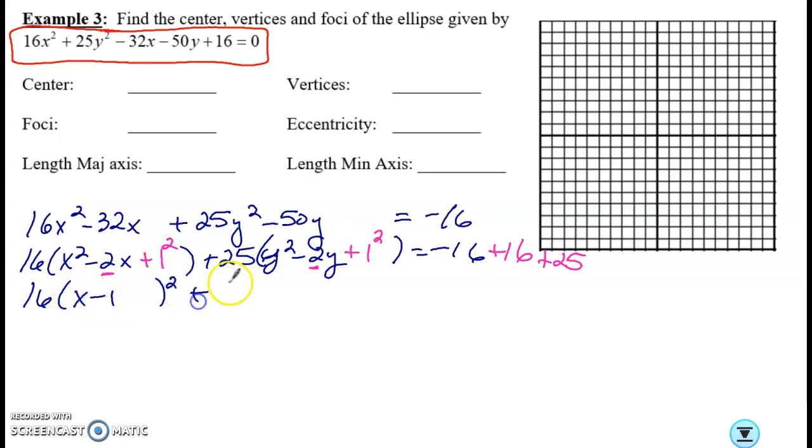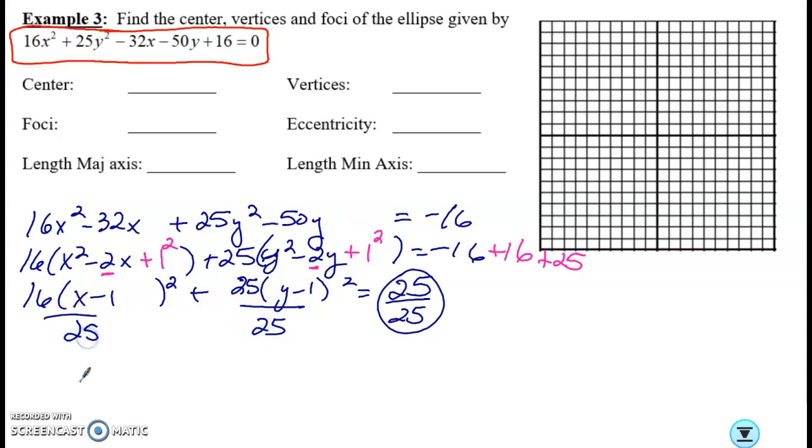X minus 1 quantity squared, Y minus 1 quantity squared. And the 16s take care of each other, and you have 25 over here. So now we're going to divide everything by 25 because this side we need to equal 1. So we get X minus 1 quantity squared, and this does not reduce nicely.